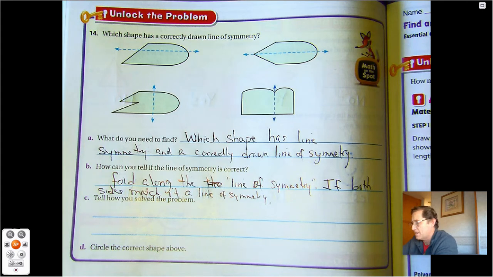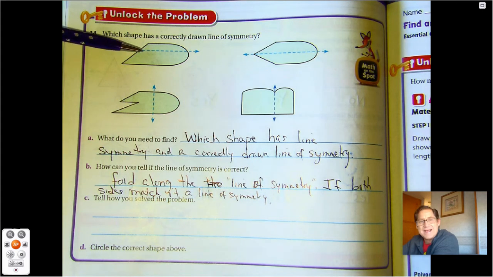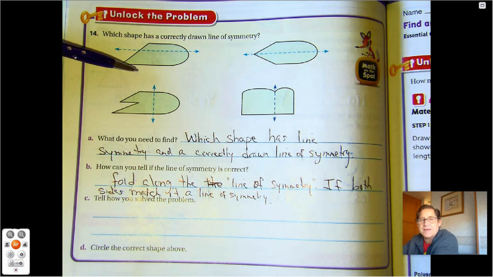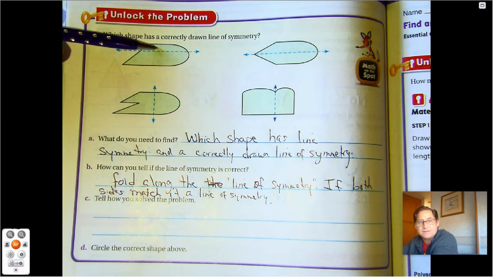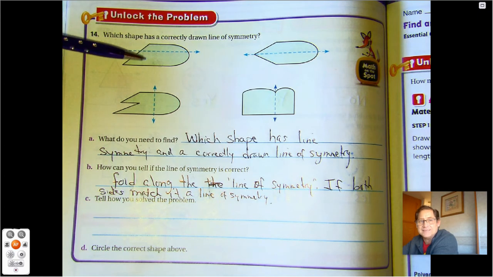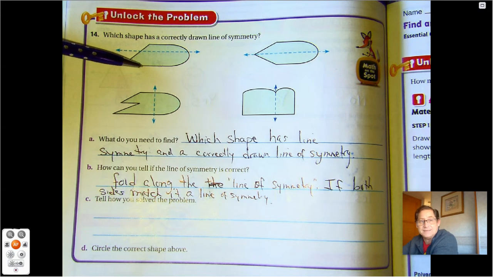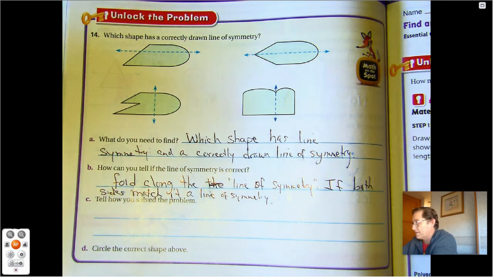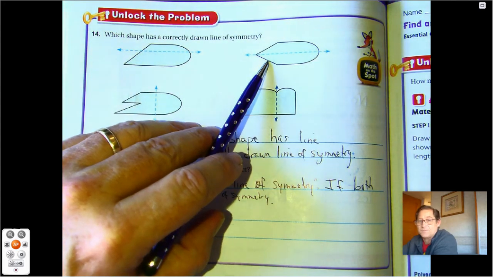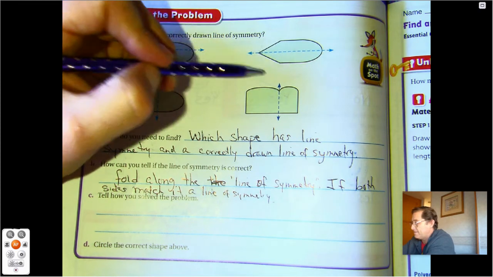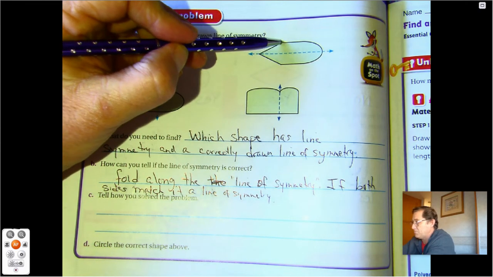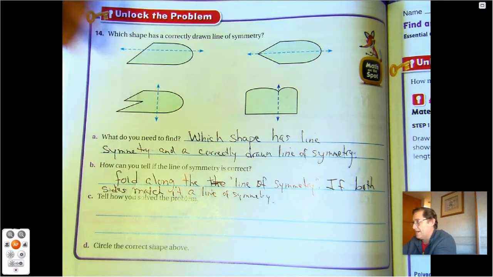And I'll tell you why. Because remember, it has to match on both sides. Both sides have to match when I fold. Well, there's no way that if I fold it along this line right here, that this is going to match because it's not evenly divided, first off. There's more space on this side than this side. So that can't be. This one looks great because if I fold it here, I see that they're equal amounts on both sides. This point, when I fold, will touch this point. So that's going to be a line of symmetry.